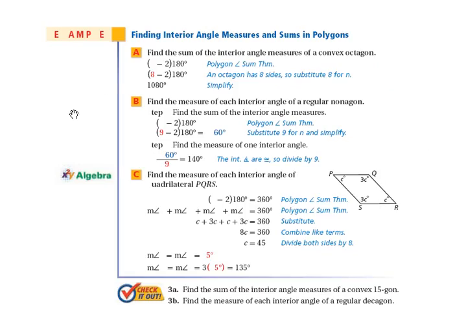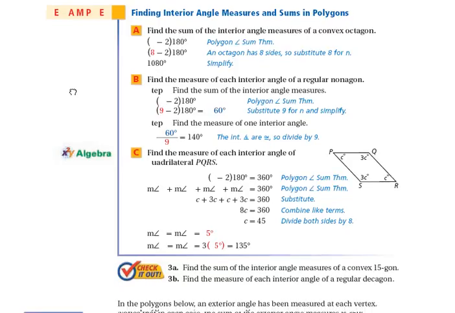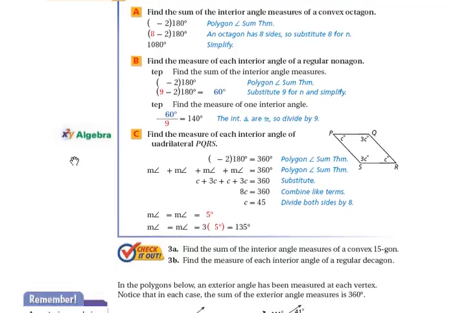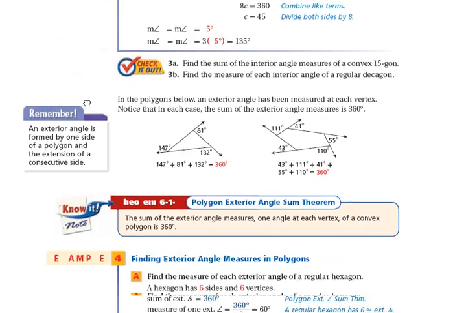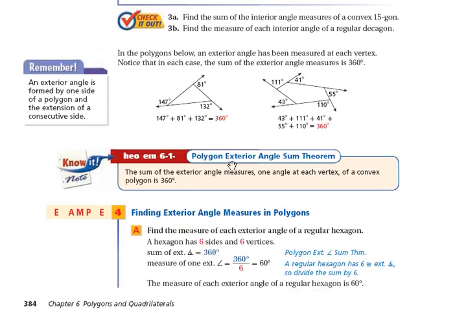You'll have to look through a few examples here dealing with some of those theorems and some of the different polygons. Here is the polygon exterior angle sum, and that's 360.